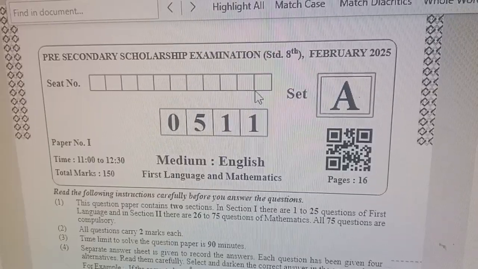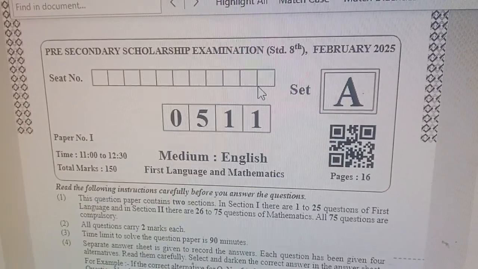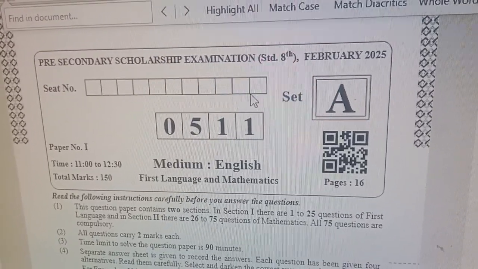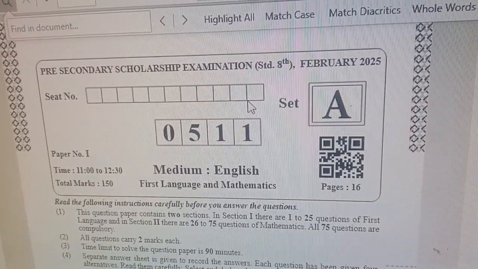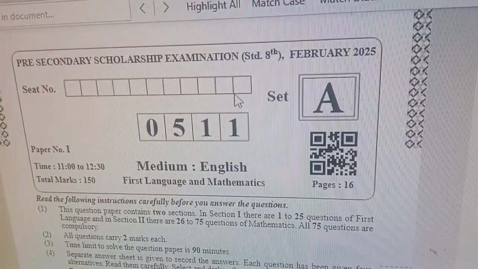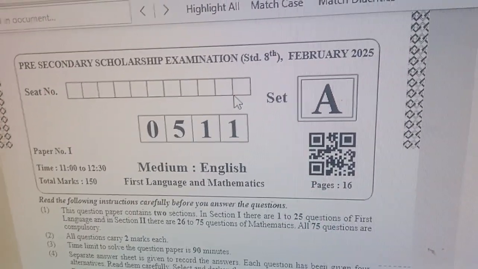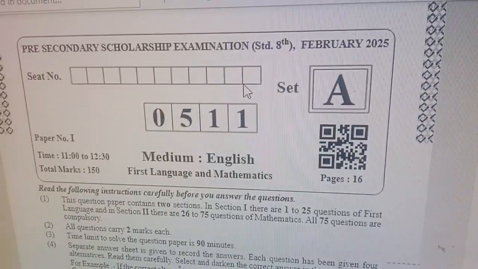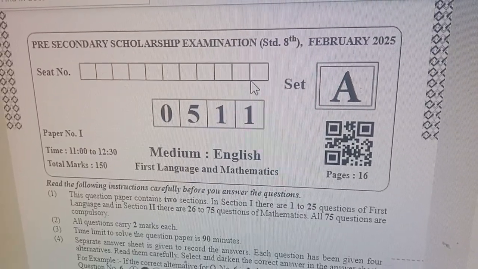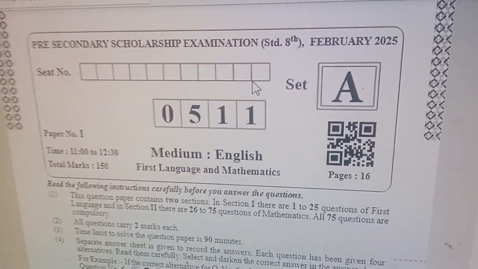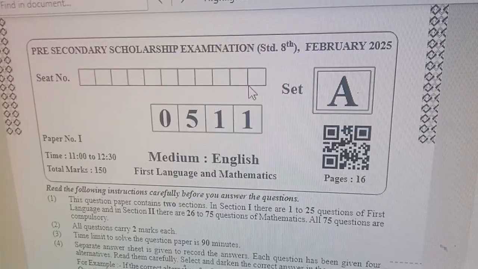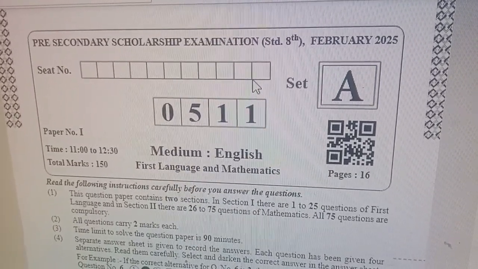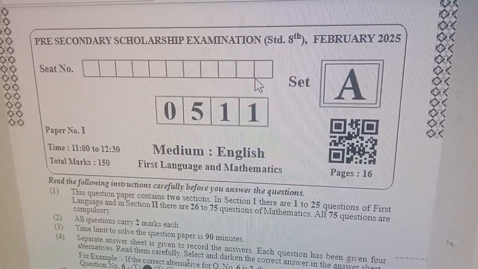We are going to study the pre-secondary scholarship examination, standard 8, held in February 2020. If you have to try this exam in the current year, then as practice, today I will show you last year's paper. Medium is English, paper is 1.